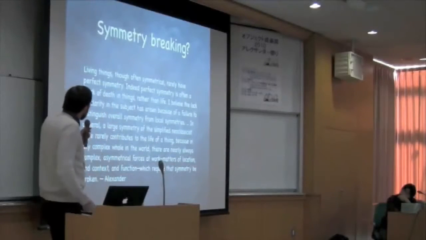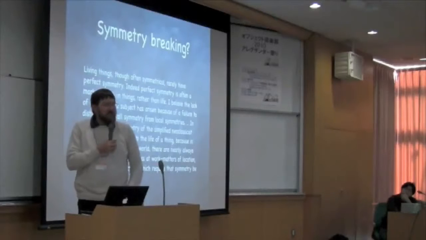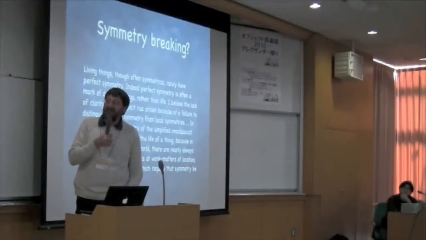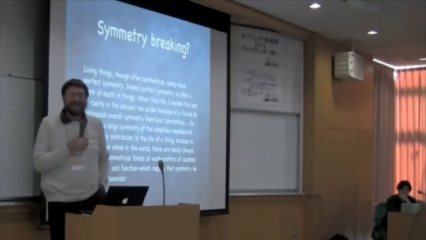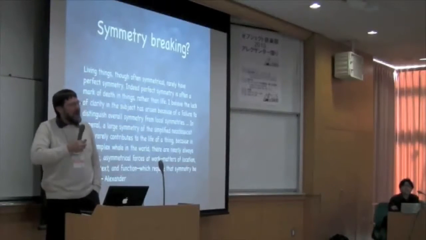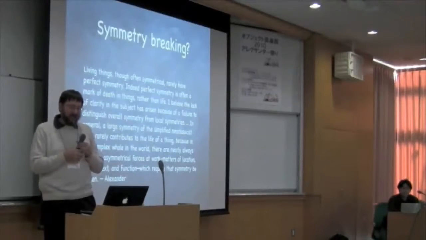And two last quotes here. "Living things, though often symmetrical, rarely have perfect symmetry. Indeed, perfect symmetry is often a mark of death in things rather than life. I believe the lack of clarity in the subject has arisen because of a failure to distinguish overall symmetry from local symmetries. In general, a large symmetry of the simplified neoclassicist type... there's always matters of location and context and function," here's this word context again, "which require the symmetry be broken." That's the important part. Okay?